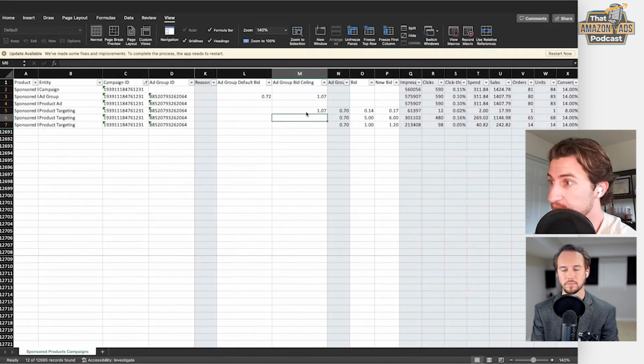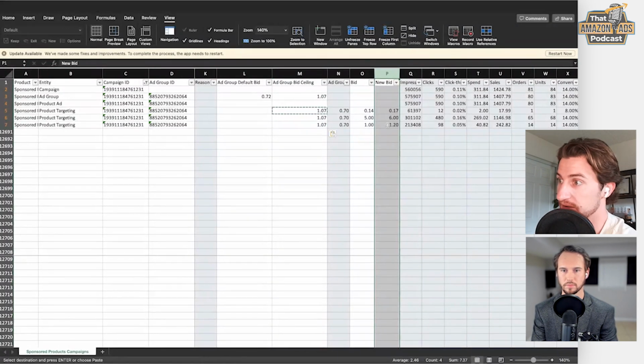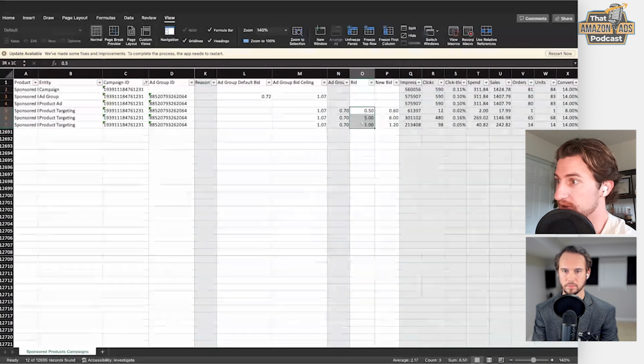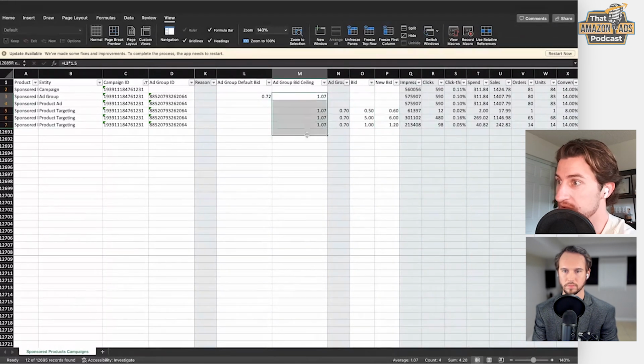So now that we know that $1.07 is our bid ceiling, it's double our default bid. You would then come through here and look at your new bids. Let's actually pretend this was a little bit higher, like 50 cents. So we're increasing the bids on these by around 20% because we're really trying to push sales, but we don't want to exceed double our target cost per click. So 2x our target cost per click is the bid ceiling.